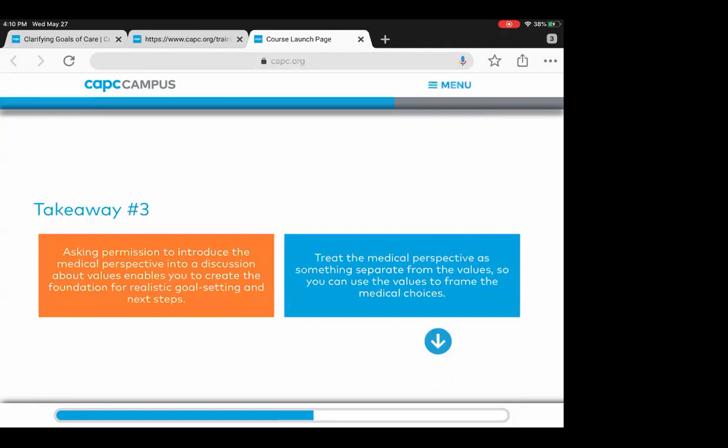So the takeaway on this too is asking permission. I think that's a good way to ease some of the harshness of some of these conversations. Instead of assuming that it's time in the conversation to discuss hospice by stating that, ask permission and piggyback that off of something that the patient might have said that leads into that conversation.